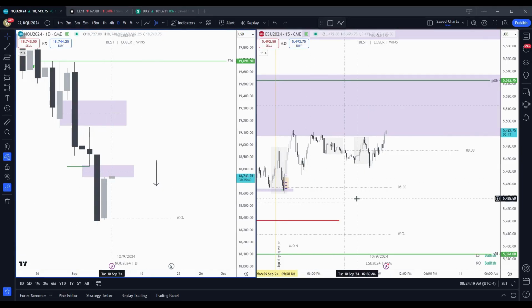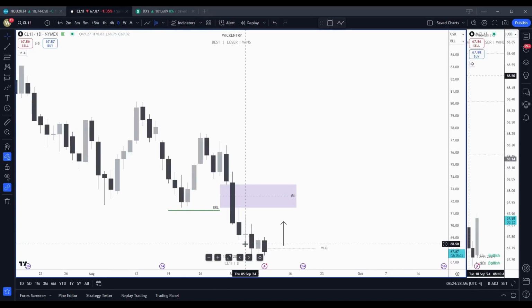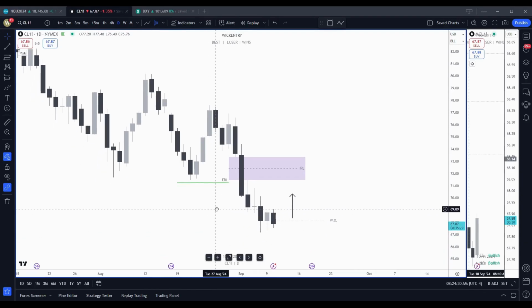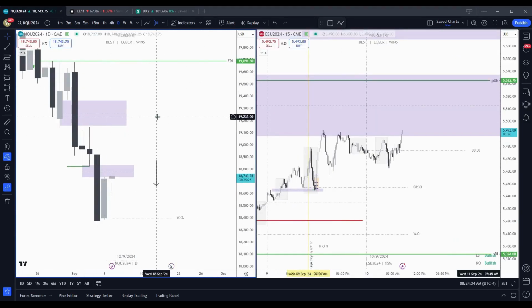All right, so scratch what I said before. I'm changing the bias to bearish on both. I feel like that makes a little bit more sense. Let me just double check CL. Yeah. All right, let's see what the market gives us.